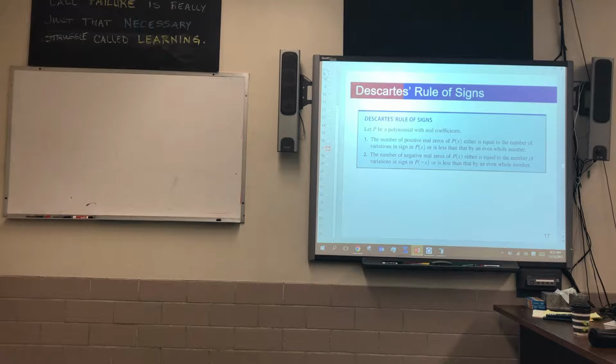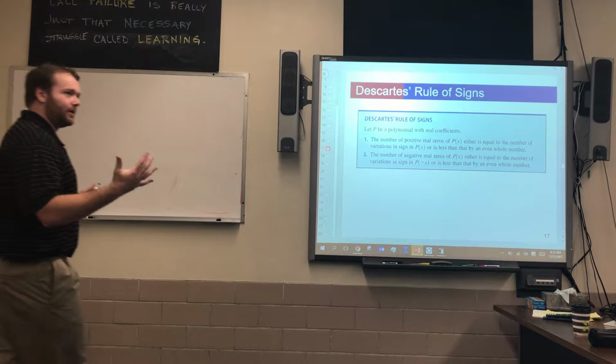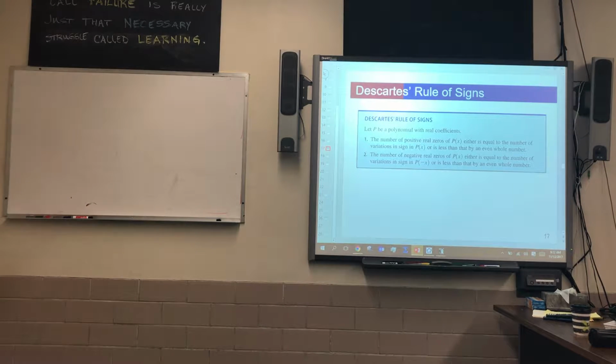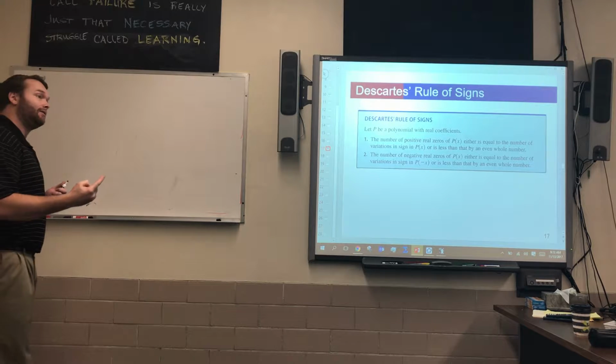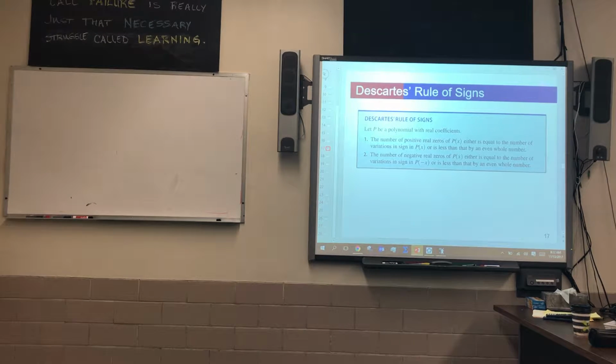If you find P of the opposite of x and count the sign changes that occur in it, the number of negative zeros is either equal to that or that minus 2 a multiple number of times. So if I have 5 sign changes in P of negative x, then I could have 5 negative zeros, or remove 2 and you might have 3, remove 2 again and you might have 1. Remove 2 again and you get negative 1, and you can't have negative 1 zeros, that doesn't make sense. So 5, 3, or 1 would be my options for the number of negative zeros.